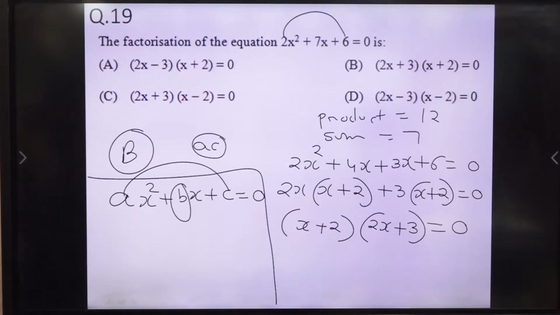So now come to the next question. And this is important for your CGPTM exam also, if anyone is appearing for that upcoming exam.